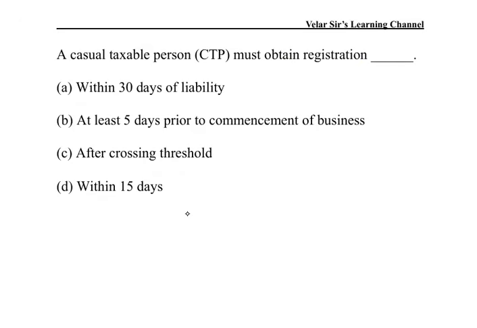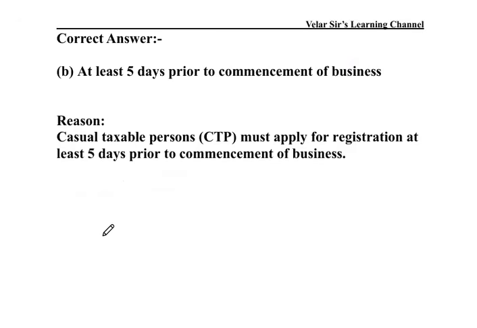The next MCQ: a casual taxable person, CTP we can say, must obtain registration dash. The options given are: within 30 days of liability; second option, at least 5 days prior to commencement of business; third option, after crossing threshold limit; fourth one, within 15 days. The correct answer will be at least 5 days prior to the commencement of the business.